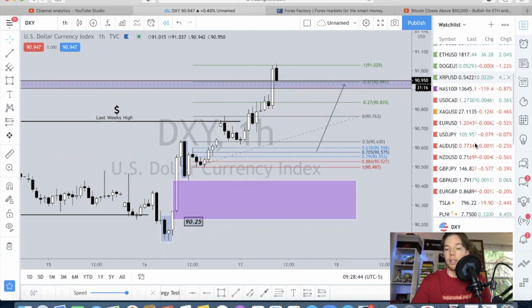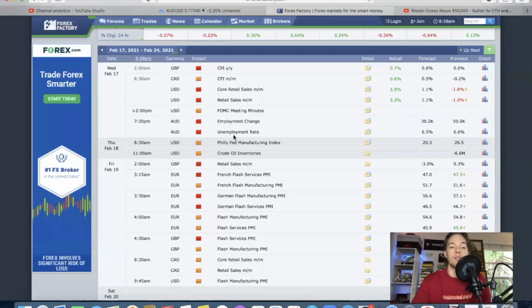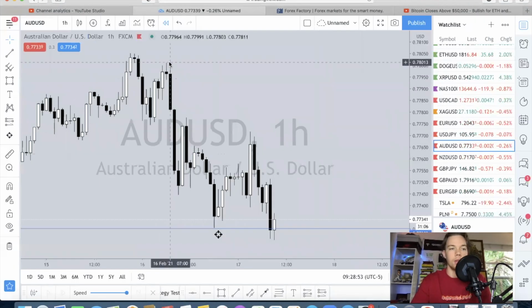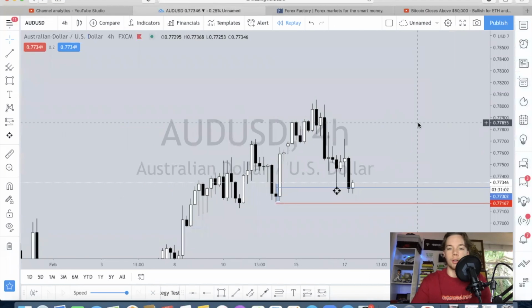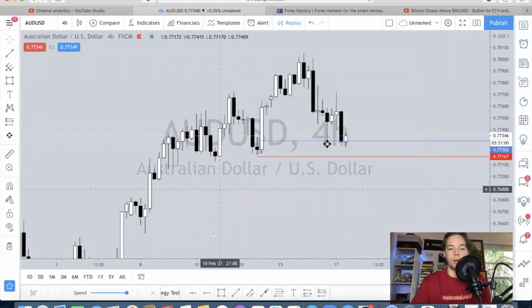I'll take a look at AUD USD quick though, because we do have those unemployment changes coming up. And then other than that, I'll really be focused on Friday's London session. So let's look at AU on kind of a bigger time frame here. We'll go ahead and get rid of this setup they were talking about there.